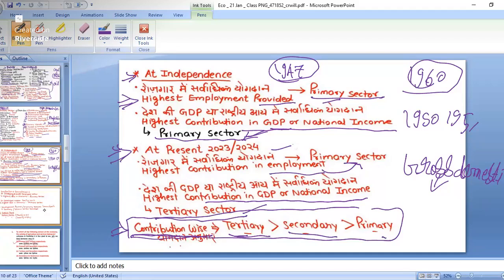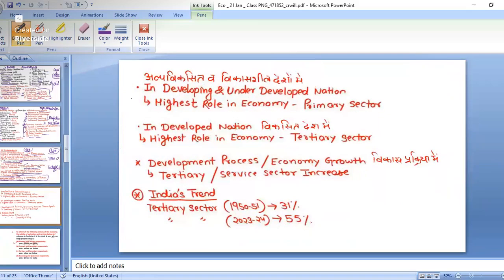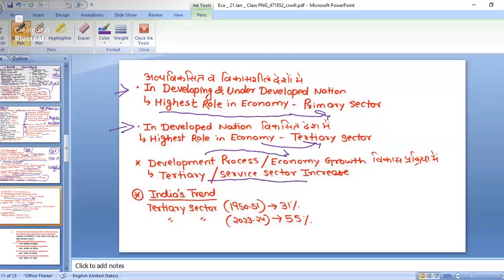Now regarding developing and underdeveloped nations, the highest role in the economy is from the primary sector, and in a developed nation, the highest role in the economy is from the tertiary sector. So in the development process or economic growth, if your tertiary or service sector is increasing, it shows that there is development, some economic growth.